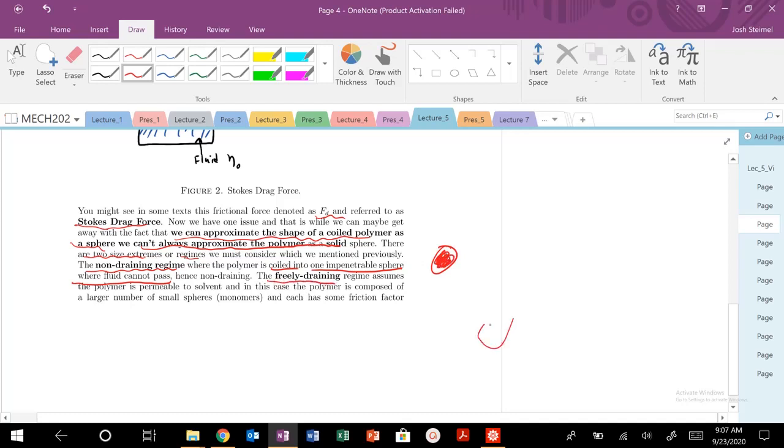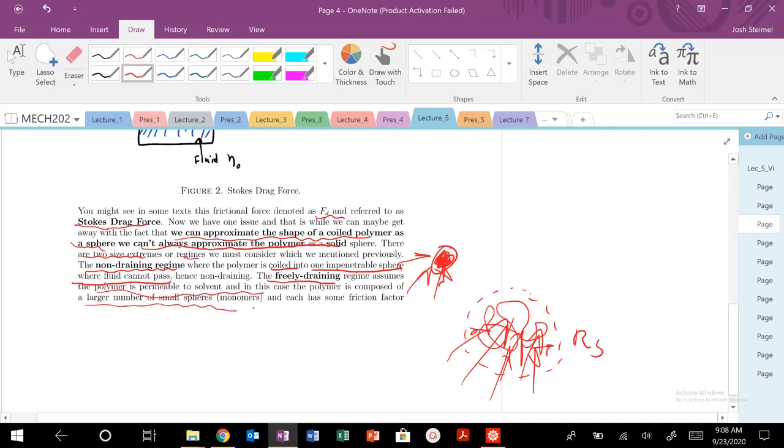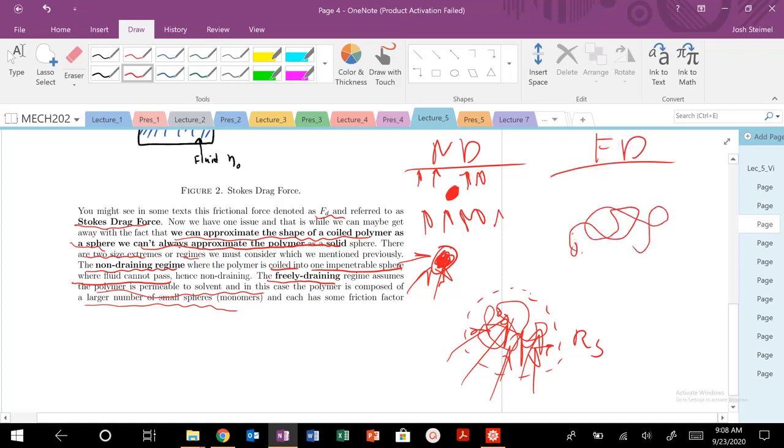In the freely draining regime, our polymer is a little more extended, and we could treat the shape as a sphere with some radius r_s, but we cannot assume that it is a solid sphere. Basically, the solvent is going to be able to pass through this polymer, whereas here it's so tightly coiled that fluid will not be able to flow through it. So, in the freely draining regime, the polymer is permeable to solvent, and it is composed of a large number of small spheres, monomers. In the non-draining regime, you're looking at your coiled polymer like a single unit, and if I flow fluid through here, the fluid is able to pass here, but then it's shut off there. In my freely draining regime, I have a polymer that's a little more extended, composed of these different monomer units, these little spheres, with some large r_s as well, the total size.